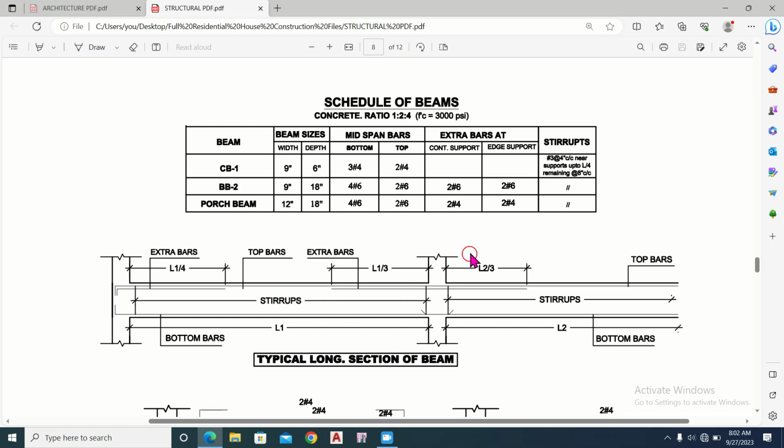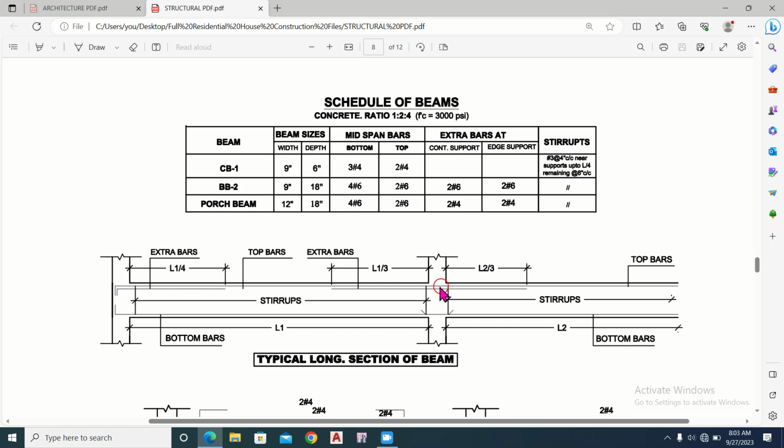And on the right side of this continuous support, a continuous beam, here it is also L by 3, but here we have to take the length of the beam on this side. This is the length of the beam L2, so we have to take its length divided by 3 to get the length of the negative reinforcement we provided in the top as extra reinforcement, and it is this one, 2 number 6 bars, continuous support extra bars.